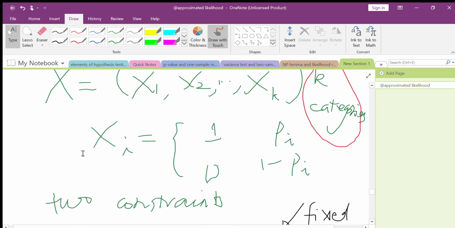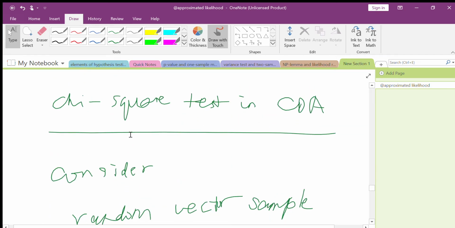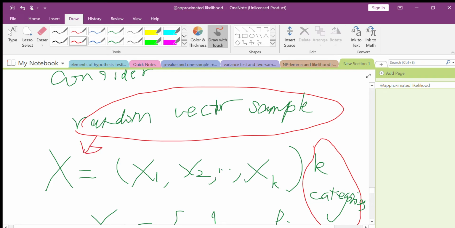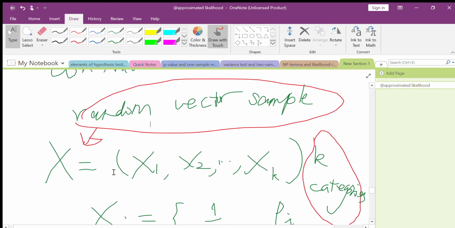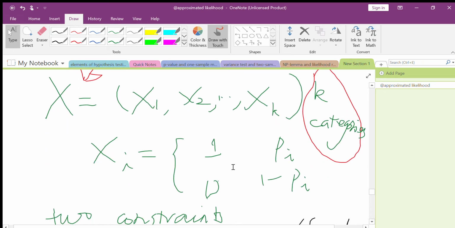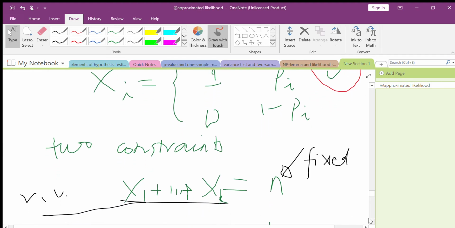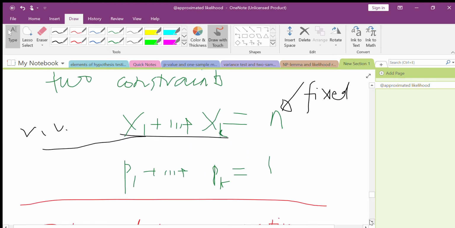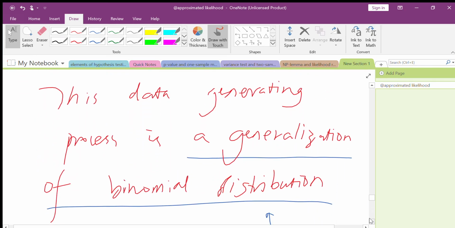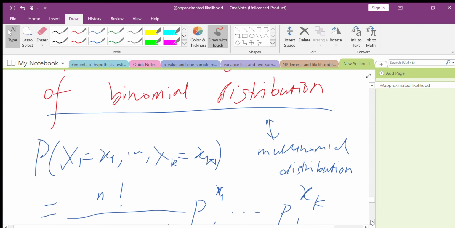So let's do a quick review. For the chi-square test in categorical data analysis, consider a random vector sample. Capital X is capital X1, capital X2 to capital Xk. We have k categories, each random variable xi is Bernoulli, and we have two constraints. The first is that the summation of capital X1 to capital Xk is n. Another is that small p1 all the way to small pk sums to 1. So this data generating process is a generalization of binomial distribution, called the multinomial distribution.